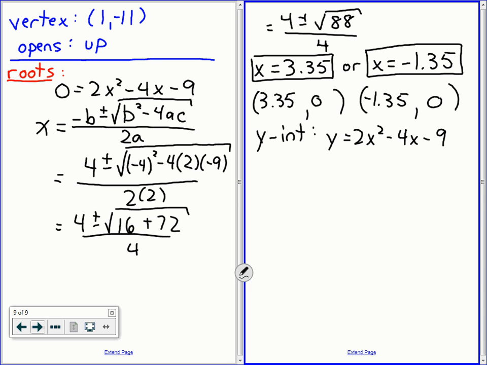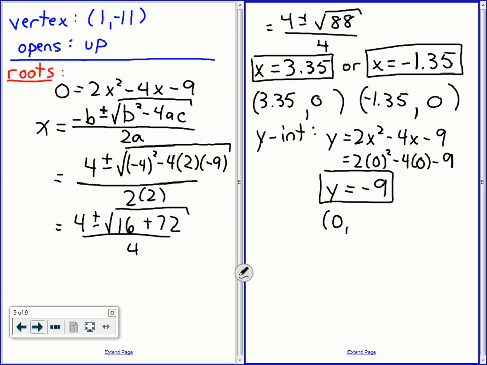Mackenzie, go ahead. You can just go right to negative 9. Technically, what I'm doing is this. You can just go y equals negative 9. You don't need to show any work. As a point, that's going to be 0 comma negative 9. I'm going to write my vertex here too. I'm going to graph this.